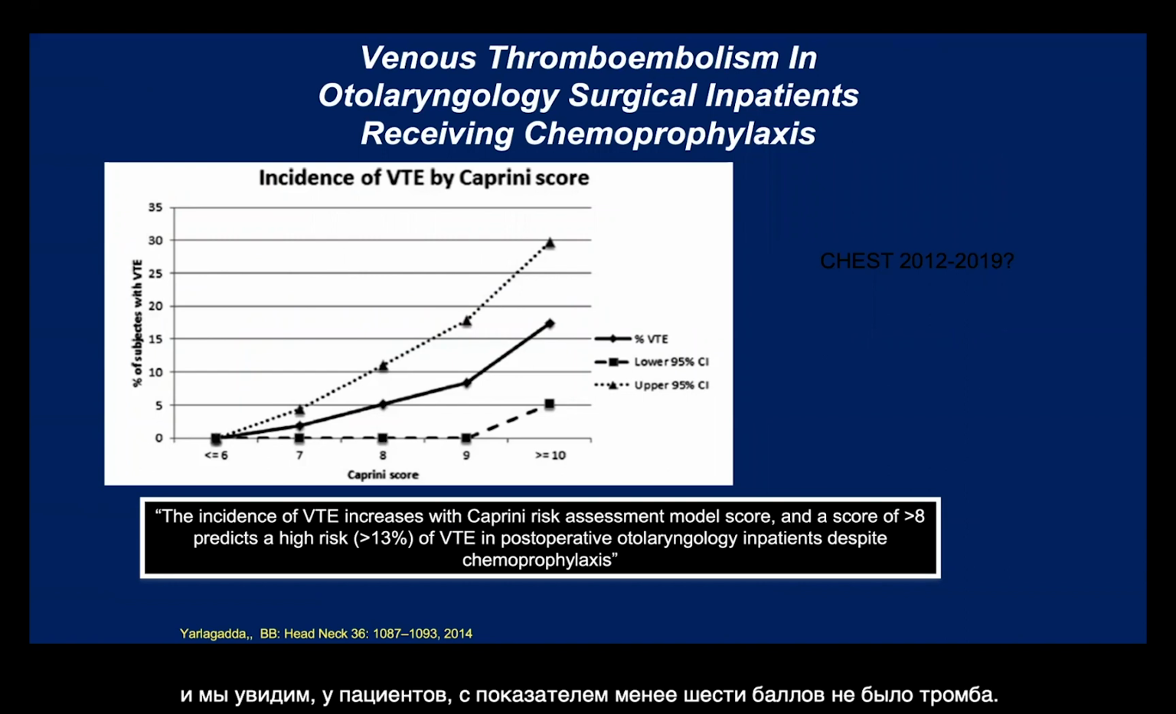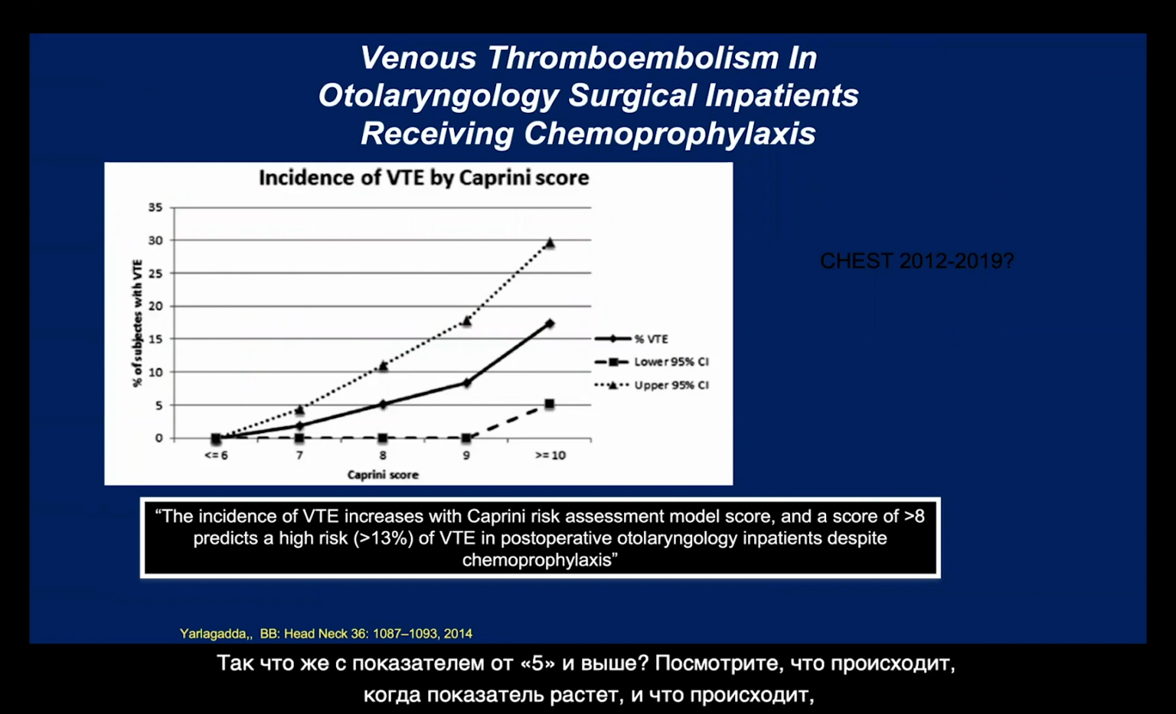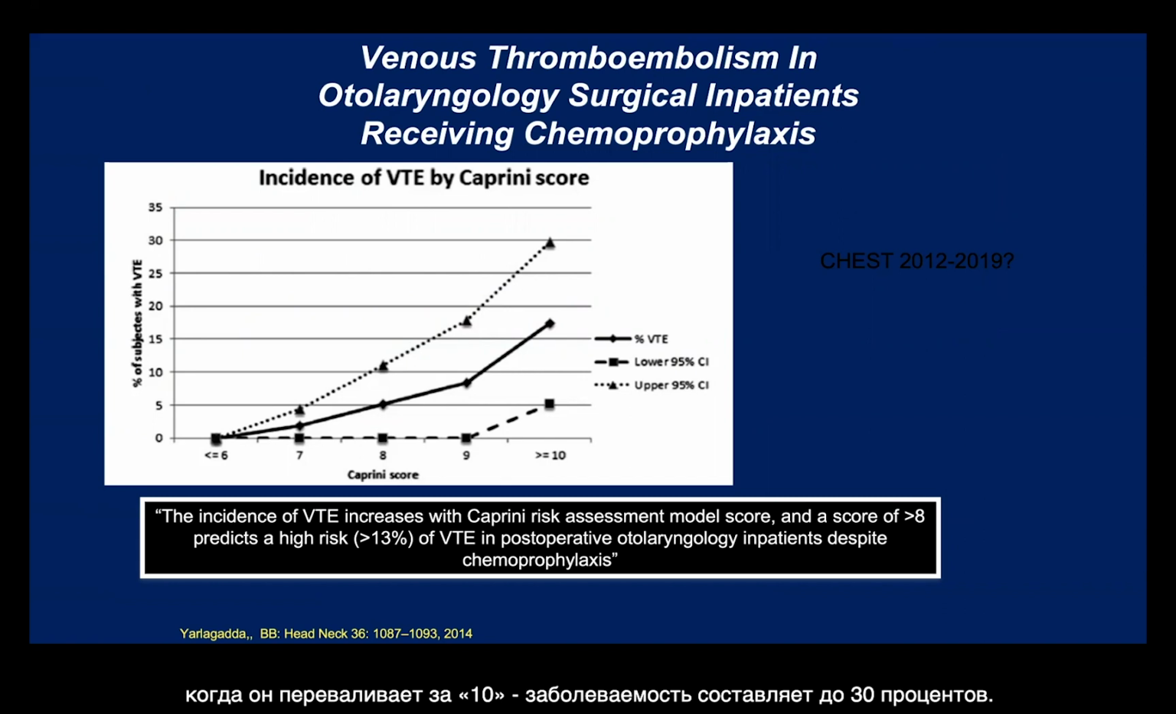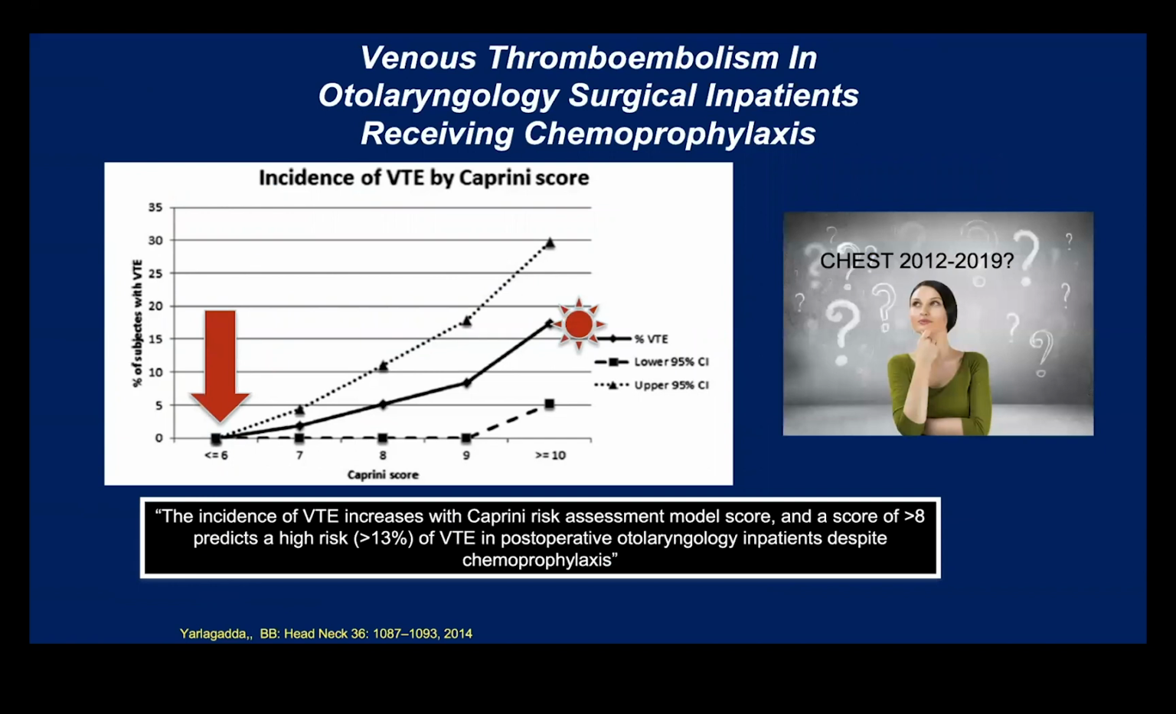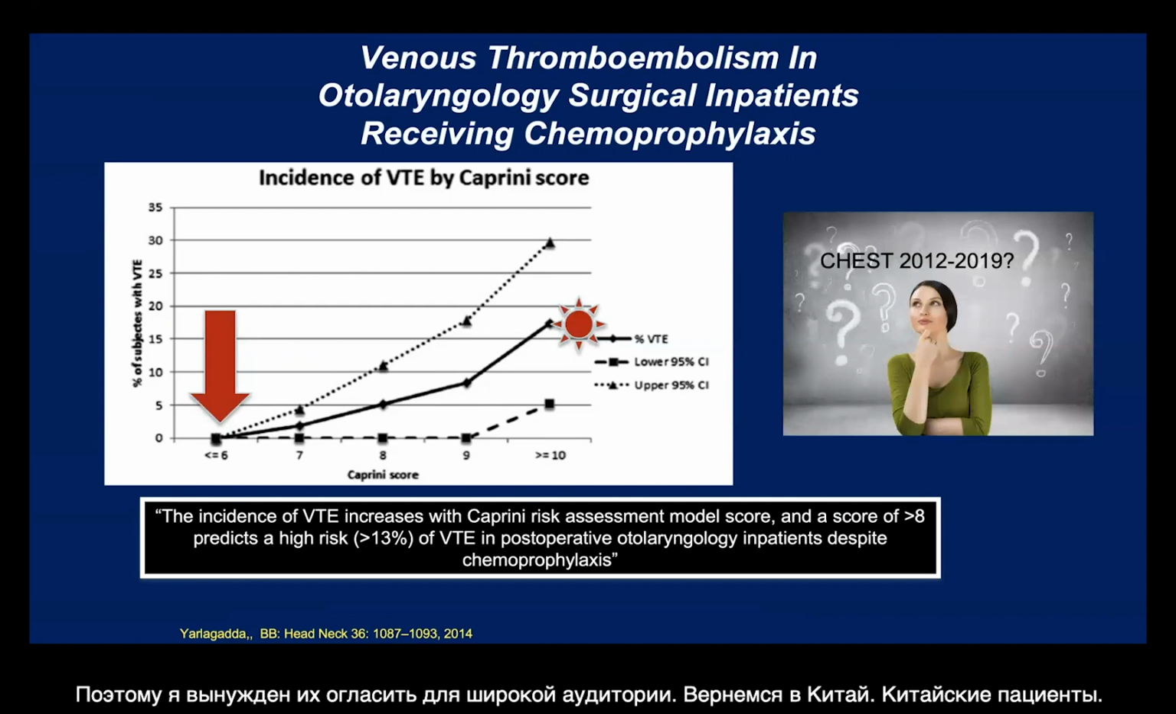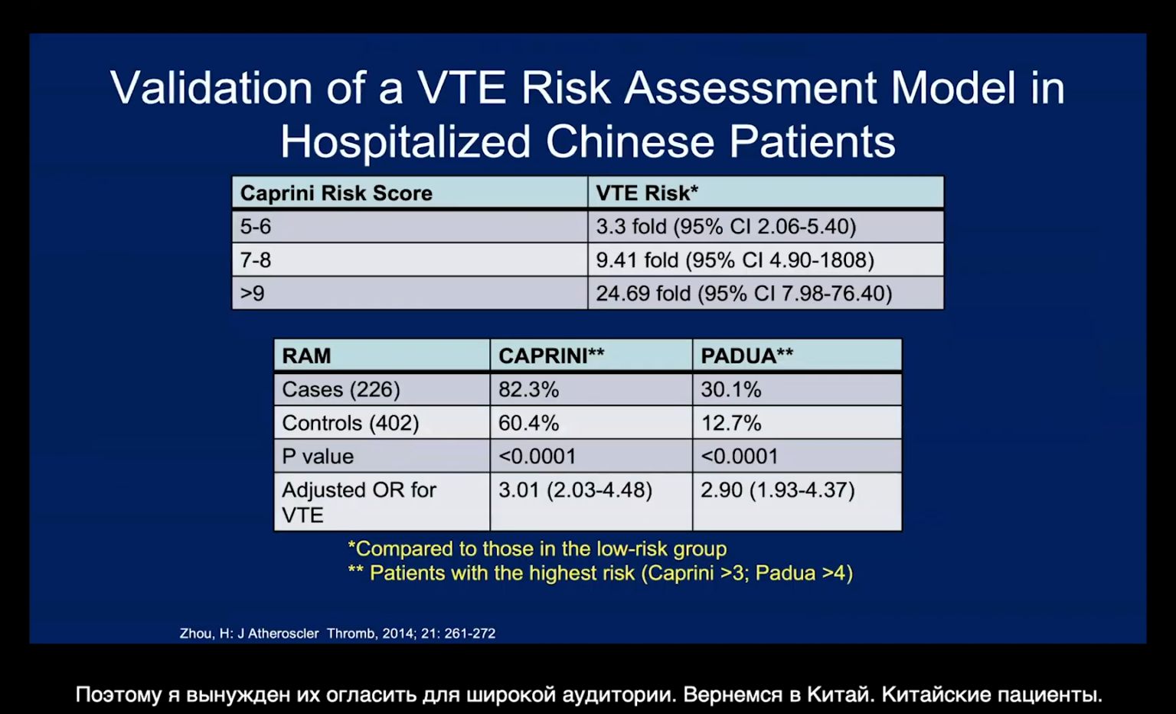And we see that those patients that had a score of less than 6, nobody got a clot. So what's with that 5 and above? Whereas look what happens when they go up, and look what happens when they get up over 10. The incidence was up to 30%. So that's Chest 2012 to 2019. These data have not been included in this, and that's why I feel so compelled that we have to get this story out. Back to China.